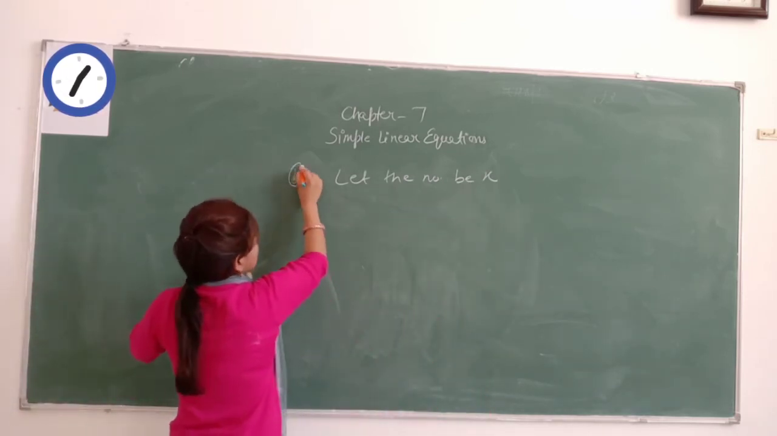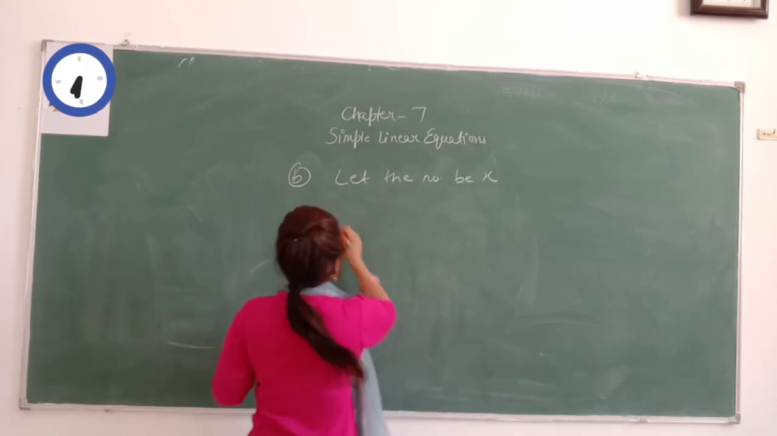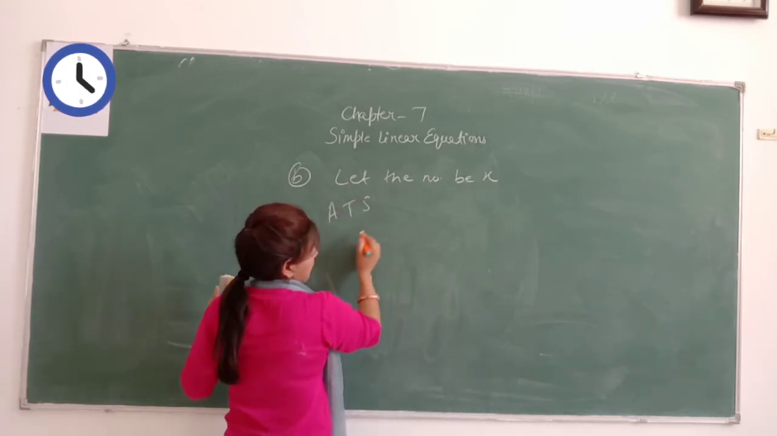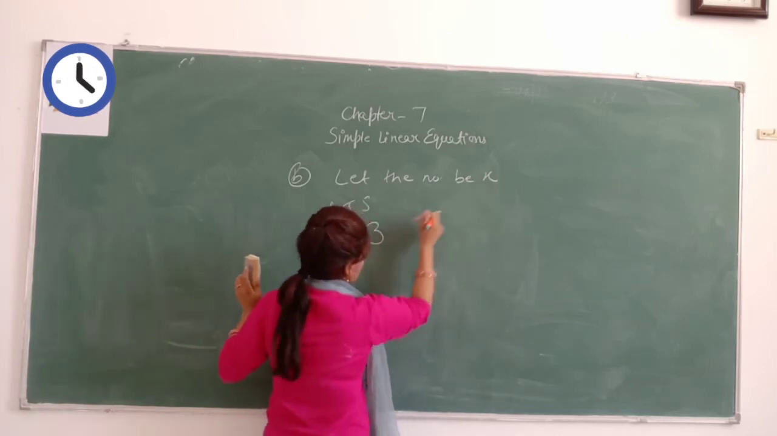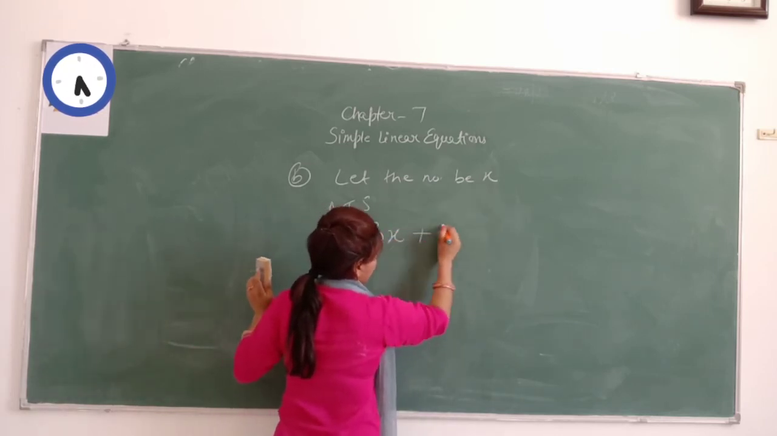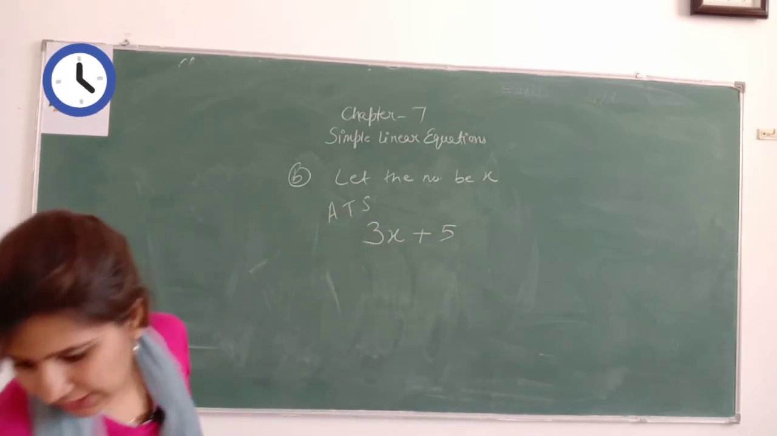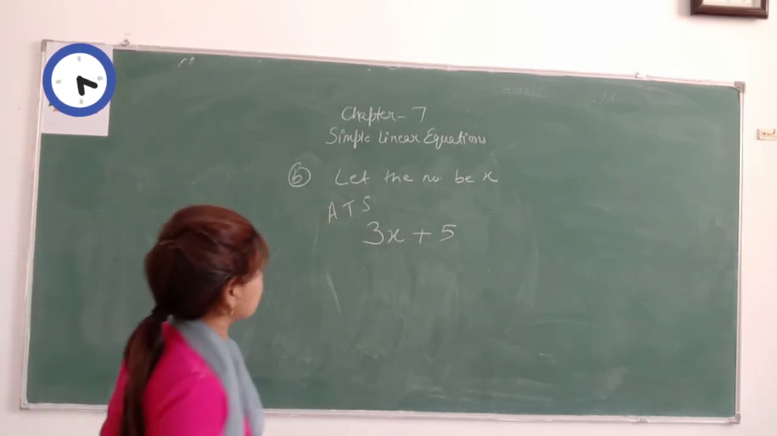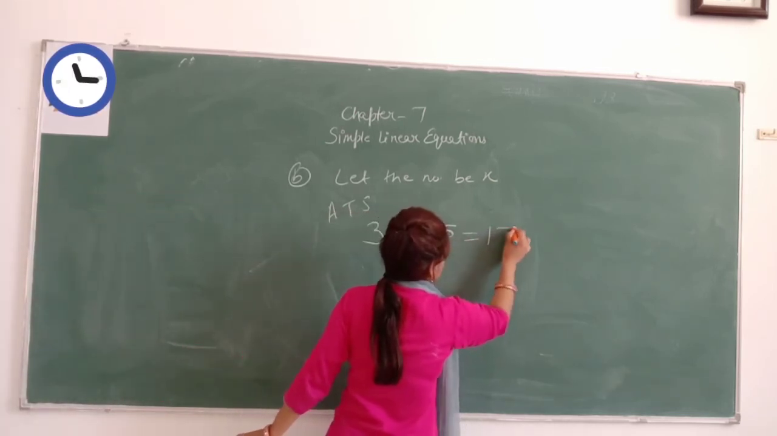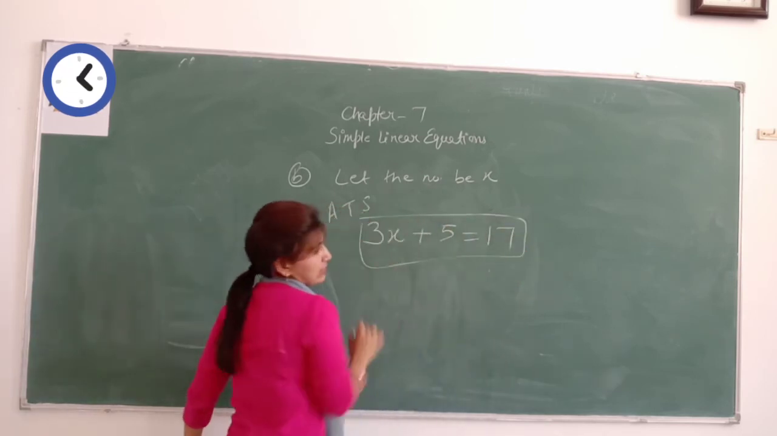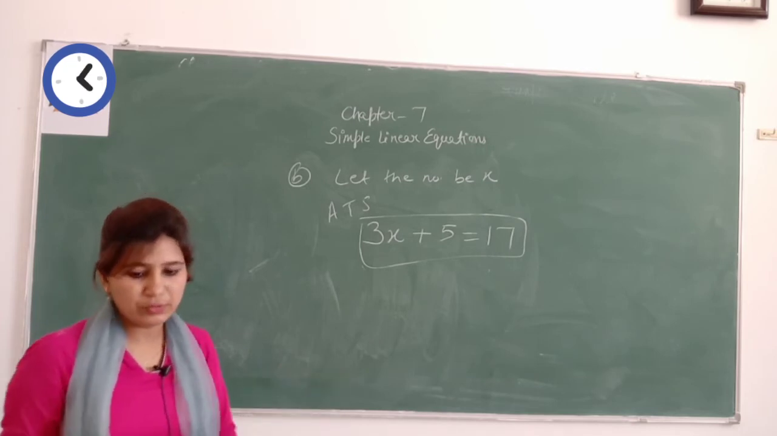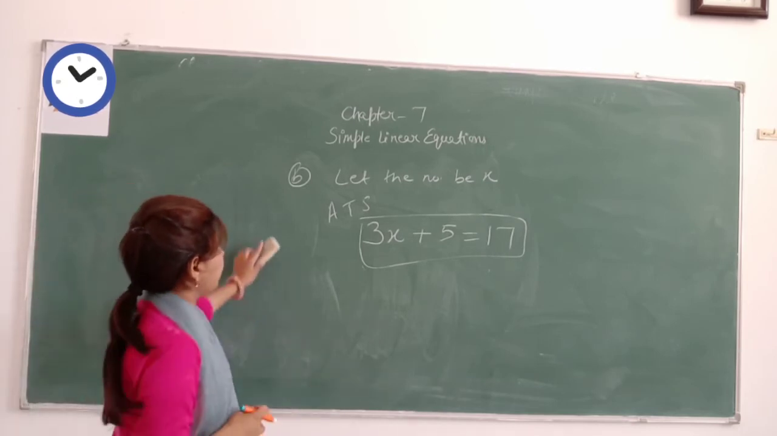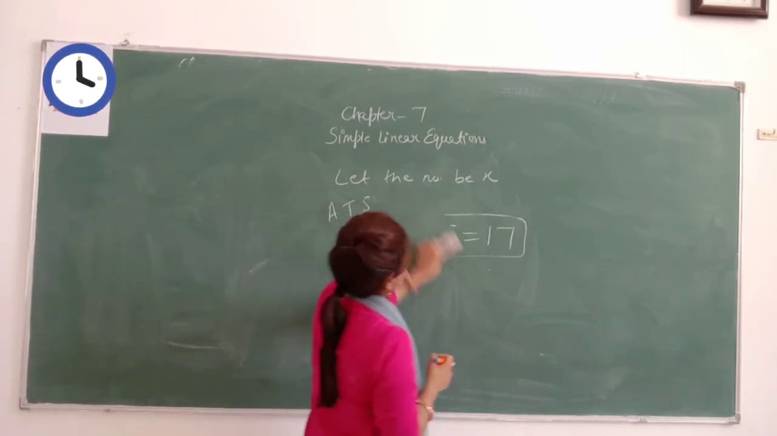See बच्चे, let the number be x. According to statement, thrice of x is 3x plus 5. The sum of thrice of a number and 5 is 17. This is your required equation. Now see the third part. Half of a number is 15.